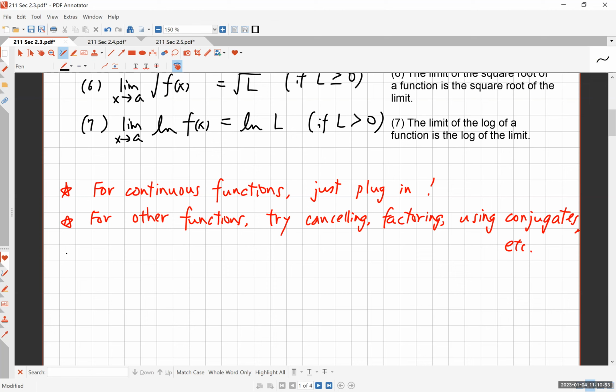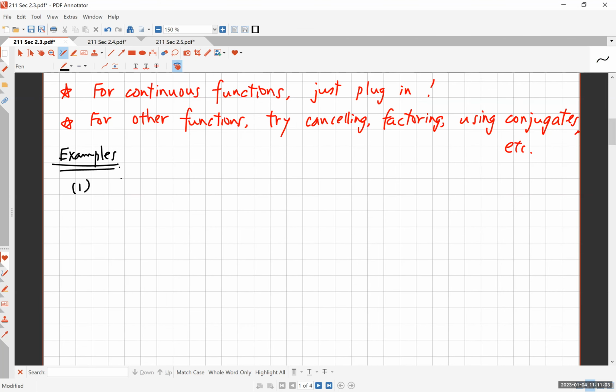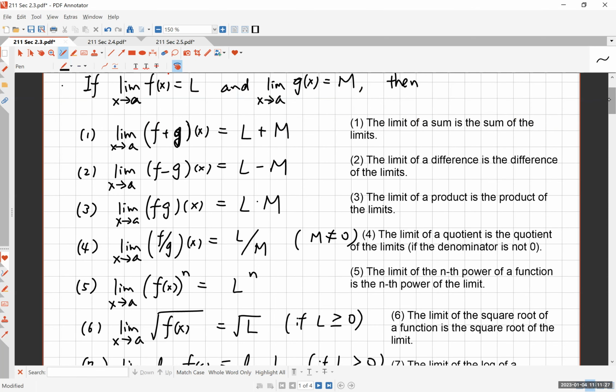I have many examples in this case, so I'm going to write out the word examples. Number 1, let's find the limit of 3x minus 2 as x approaches 10. Now, what kind of function is 3x minus 2? Well, that's a polynomial function. It's continuous. You can just plug it in. Now, why can you plug it in? Well, that's because of all these theorems. Remember the theorems 1, 2, and 3.